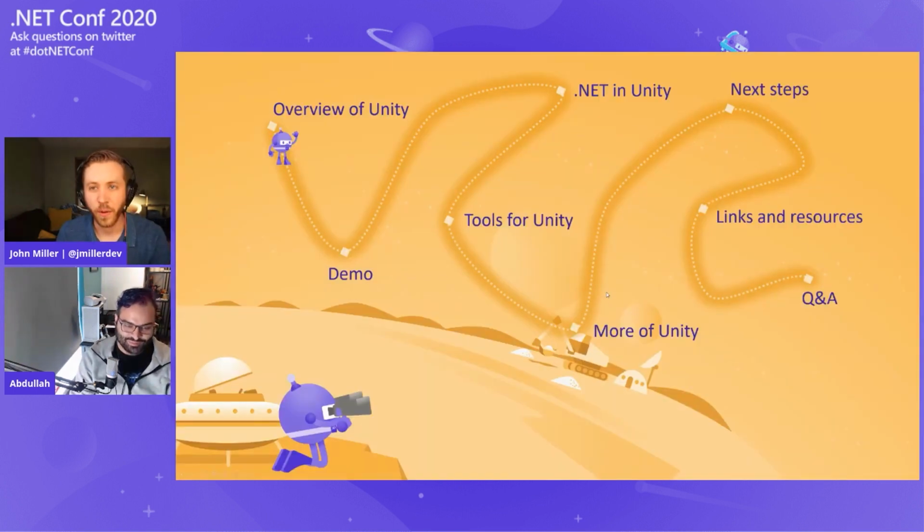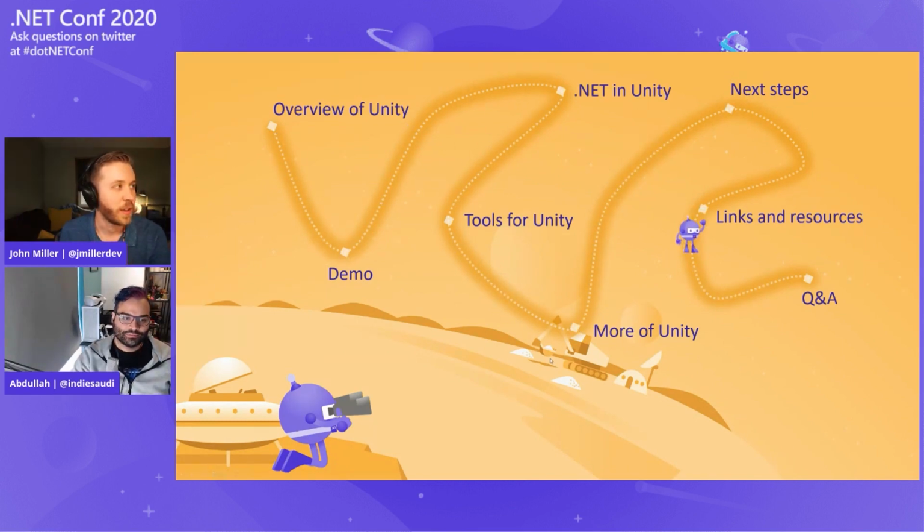Here's a quick look at what we are going to cover, and we can follow a little .NET Bot around our map here. We're going to start with an overview of Unity. I'm going to give a quick demo and look at what Unity is, and we'll do something really quick in there. We have about 20 minutes, and we'll leave some time for questions. We'll talk about .NET with Unity and the tools for Unity and Visual Studio, and a little bit more of what Unity offers. It's not just a game engine, so there are some other cool things to talk about, and what the next steps are if you want to get started. We have some helpful links and resources, and feel free to ask questions.